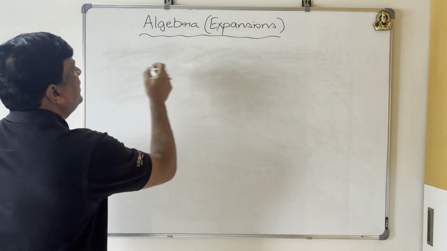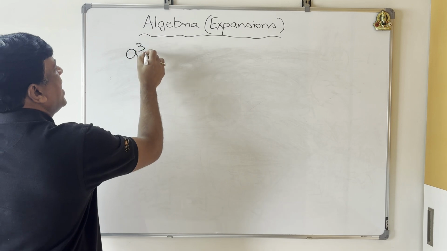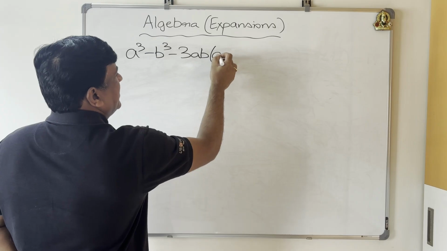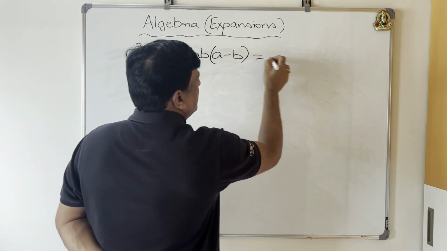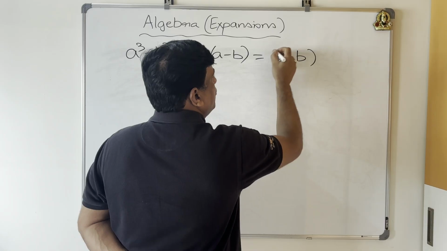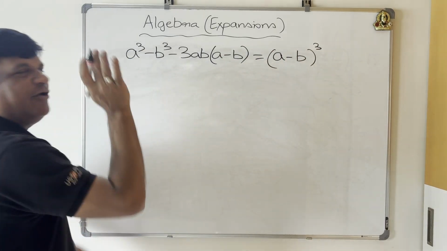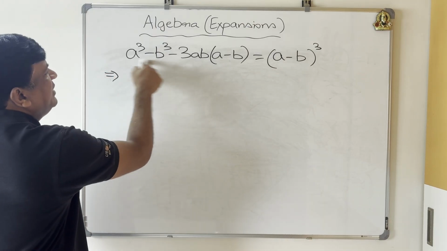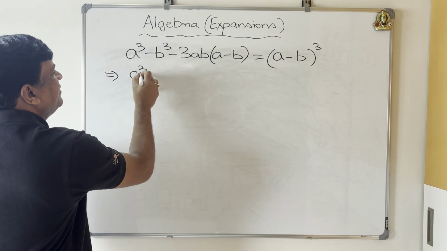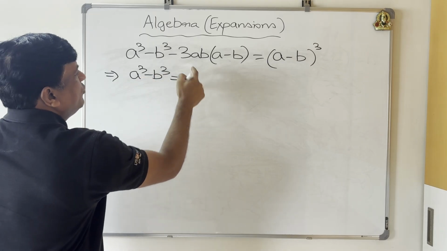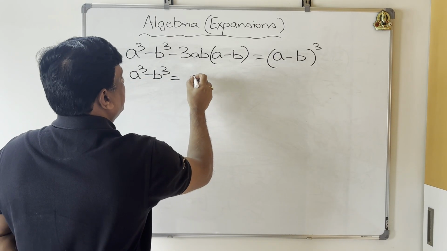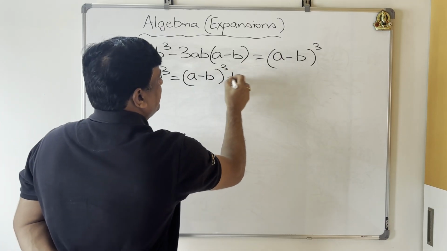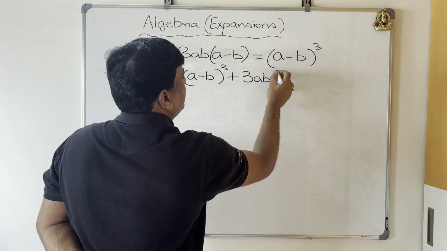So we learned earlier that a cube minus b cube minus 3ab times a minus b is equal to a minus b whole cube. We learned this. I just reversed the formula. I wrote it in a single step. So now, similarly, I will leave this one, a cube minus b cube, over here, and I'm going to take this entire quantity to the other side. What does it become? It becomes a minus b whole cube plus 3ab times a minus b.